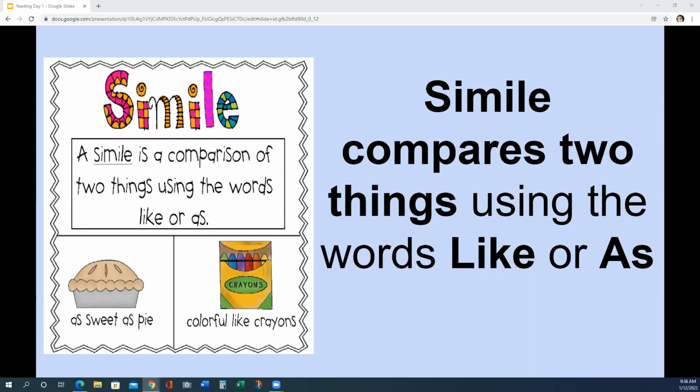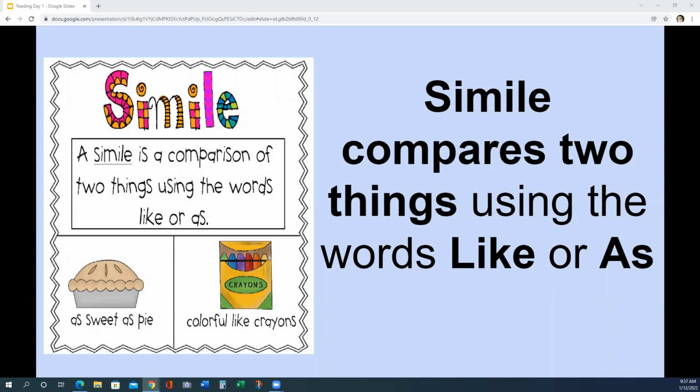So for example, if I say Miss Leanne is as sweet as pie, that is a simile because it uses the word as to compare two things. What was I comparing? I was comparing Miss Leanne to being as sweet as a pie. And she is, if you've ever met Miss Leanne, she's a sweet lady. She's one of our students in this class, in case y'all didn't realize that.